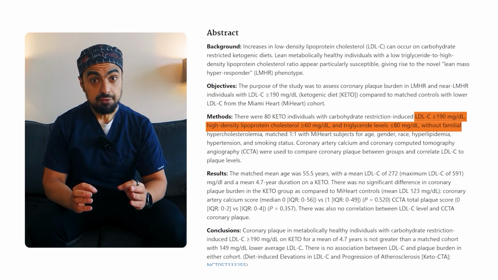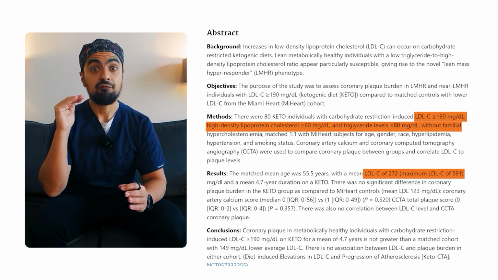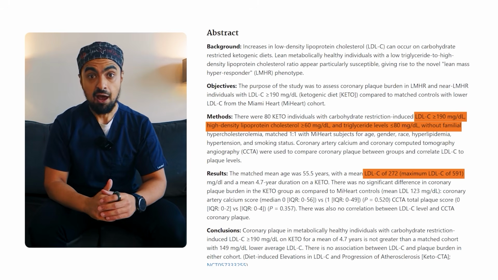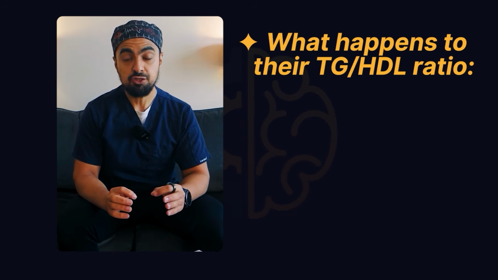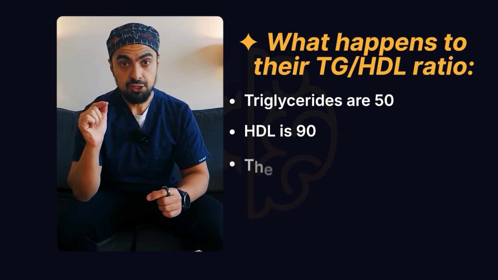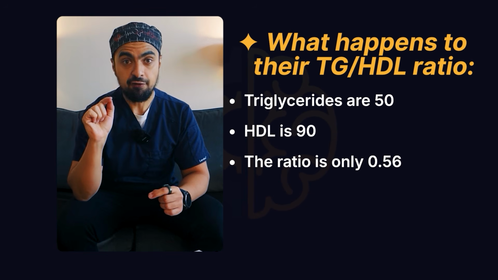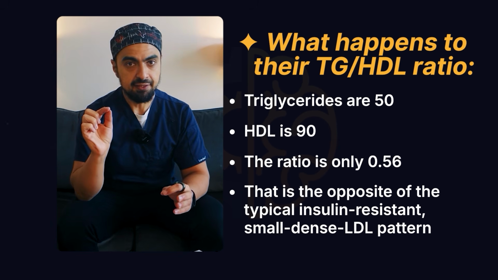These individuals commonly develop LDL levels above 200 or 300, and exceptionally high values above 500 milligrams per deciliter have also been documented. But notice what happens to their triglyceride to HDL ratio. If triglycerides are 50 and HDL is 90, the ratio is only 0.56. That is the opposite of the typical insulin-resistant small dense LDL pattern.